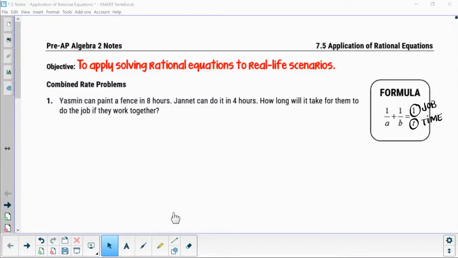Welcome to 7.5 Application of Rational Equations. Today we're going to apply solving rational equations to real life scenarios. And we break this down into three types of questions.